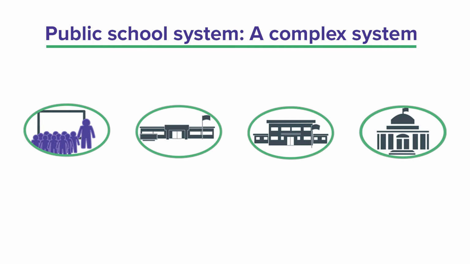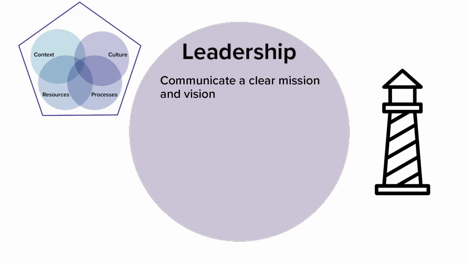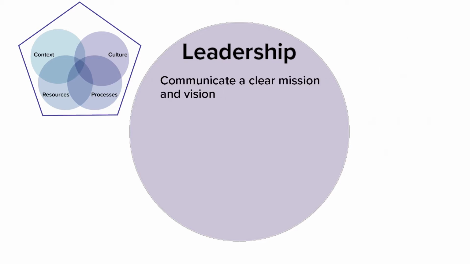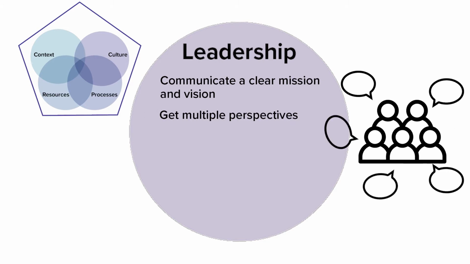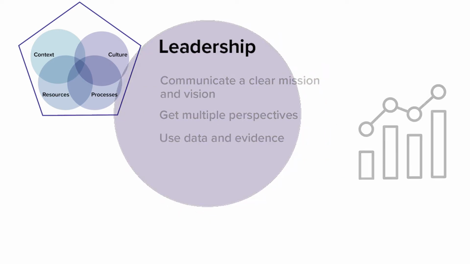Complex systems, like a public school system, include several common interdependent elements: leadership, context, culture, resources, and processes. Leadership refers to the actions of formal and informal leaders that build and sustain the system. Some components of leadership include communicating a clear mission and vision, engaging all stakeholders to get multiple perspectives, and using data and evidence to drive decisions.